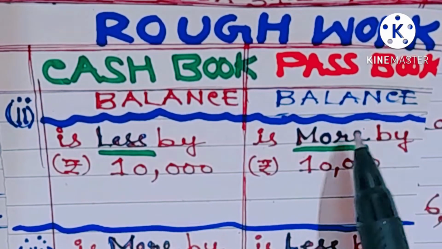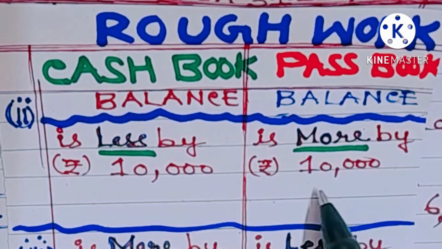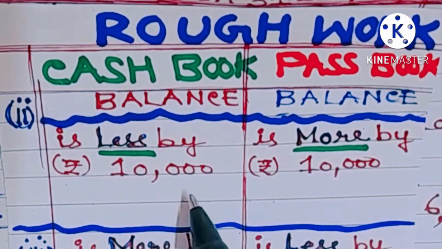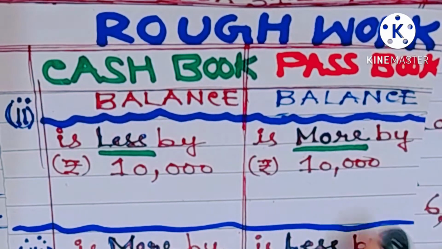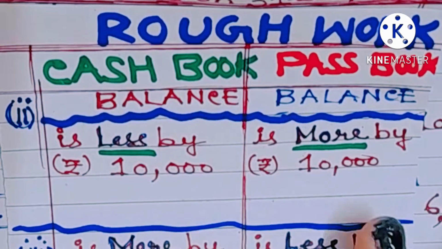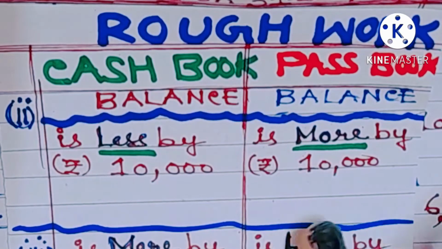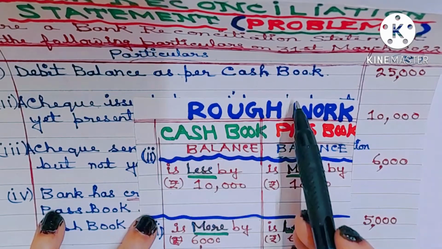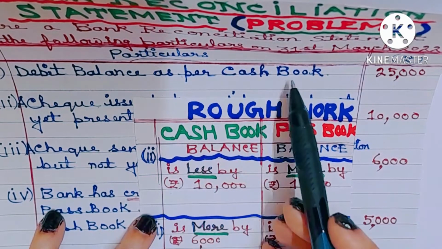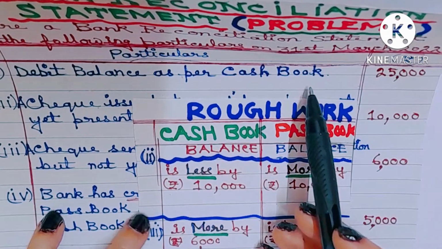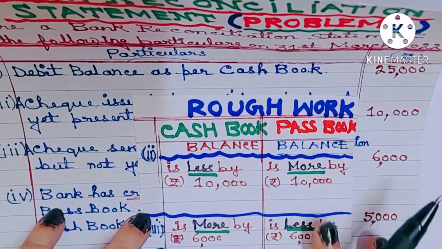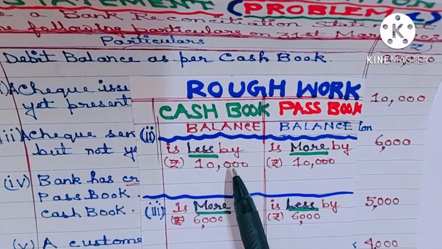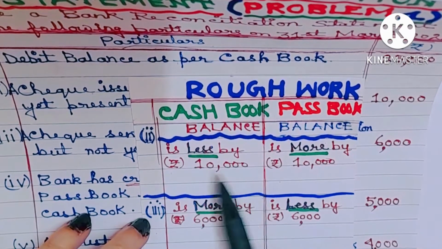So the passbook balance is more by rupees 10,000 and cash book balance is less by rupees 10,000. But we cannot touch passbook. Why? Because passbook has not been given to us in this particular problem. See, debit balance as per cash book has been given to us. So we can make changes in the cash book only. We cannot touch passbook. So whatever changes we want to make, we will make in the cash book.